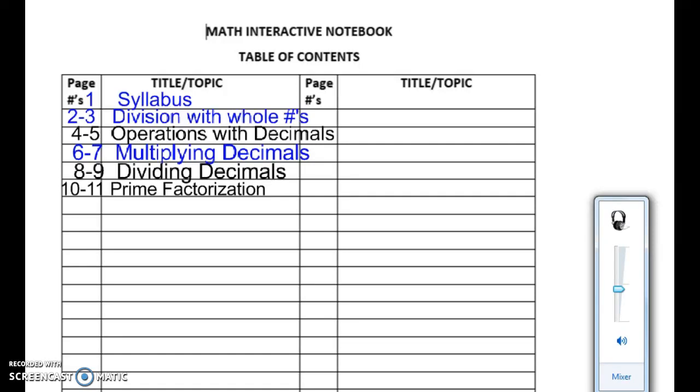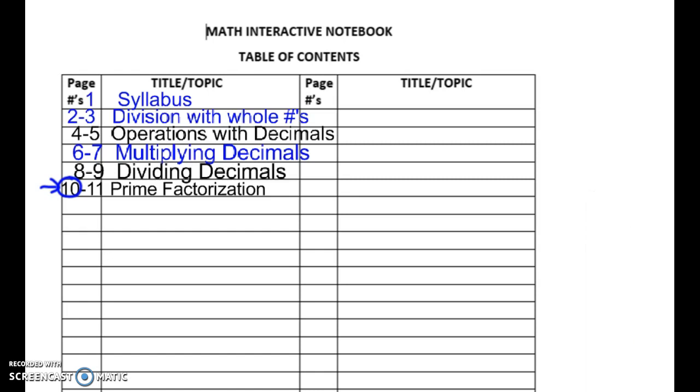Now that you've had your unit test, we're going to move on to your next page of your notebook. So if you will get out your interactive notebook and turn to your table of contents, and I want you to fill in your next two page numbers, pages 10 and 11, and the title of those will be prime factorization. Now the purpose of this video, we're only going to do page 10, but eventually we will get to page 11. So pause your video and label your table of contents.